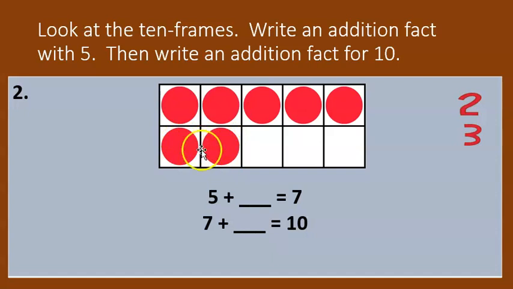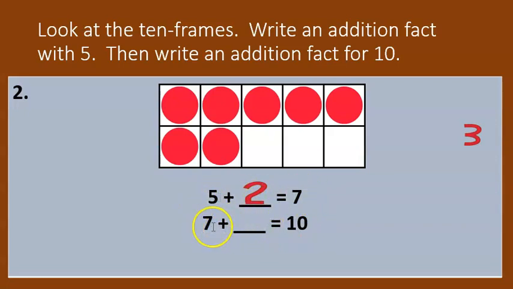1, 2. There's only 2 red circles here. So we got to insert 2 right there. And that is our answer for the first addition equation. 5 plus 2 equals 7. Because when we count it up, 1, 2, 3, 4, 5, 6, 7. And 7 is already there for us. So now this first addition equation is complete.